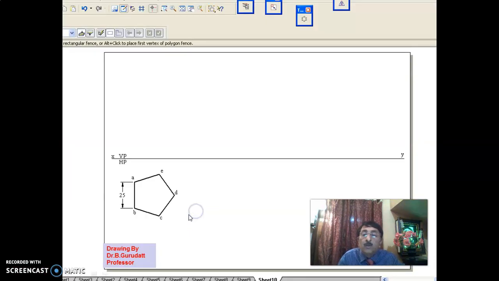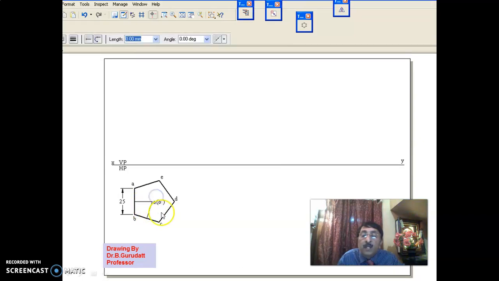Now, what you do is draw pentagon A, B, C, D, E. You have 5 edges. Once you have drawn the pentagon, you have to locate the apex. Draw the perpendicular bisector of any two sides, and the intersection of the perpendicular bisectors will give the apex point. That is the axis point O, O1.